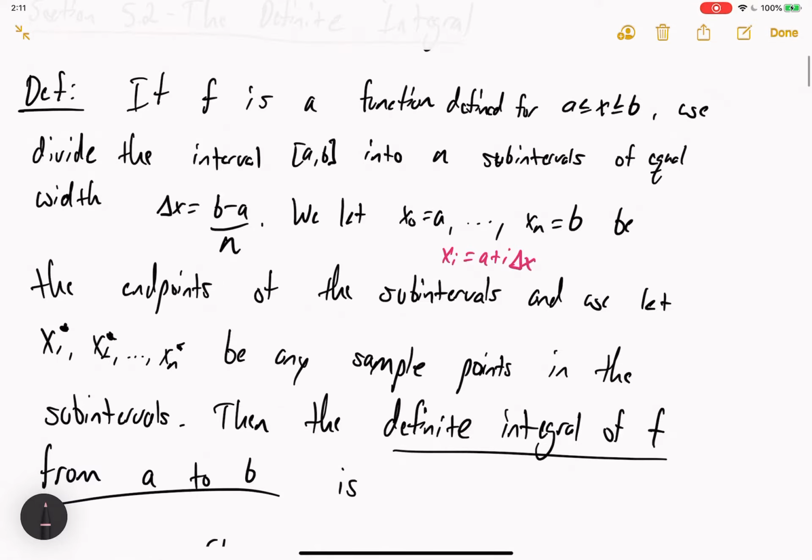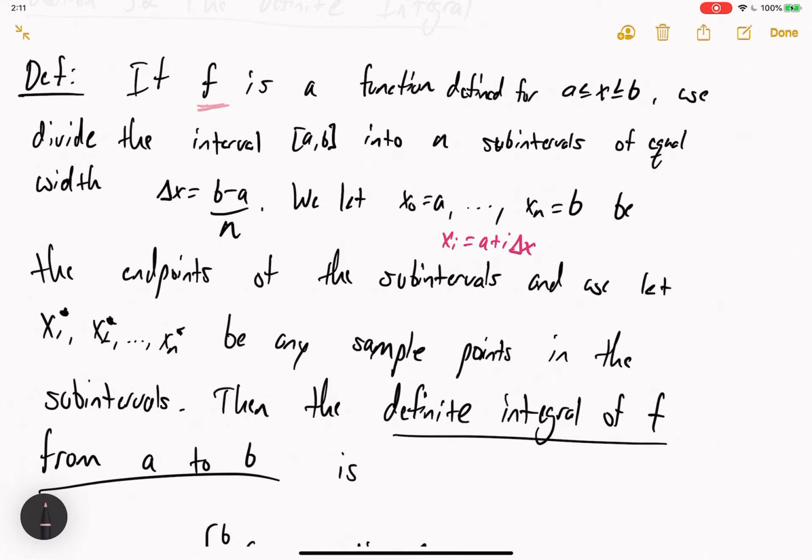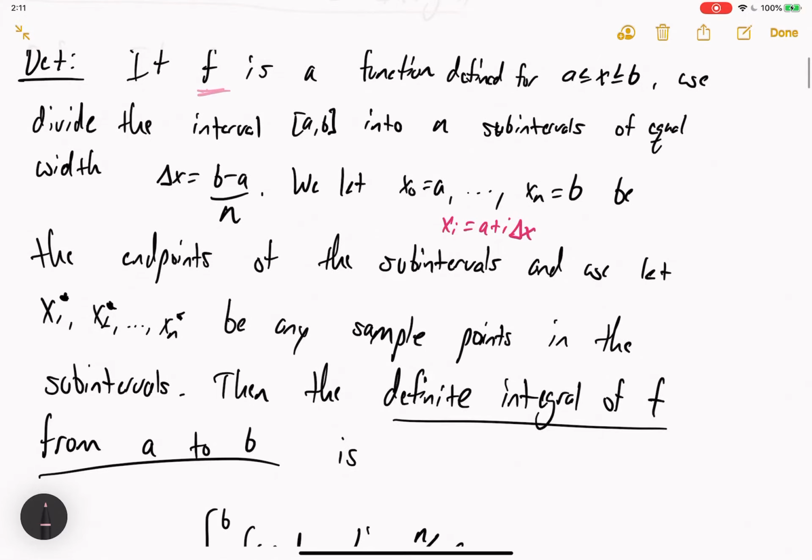The first thing we need to do is define the definite integral. What is it? First, we need a function f, defined for x between a and b. We didn't say continuity. This doesn't need to be continuous, but continuity does play an important role in this kind of situation.